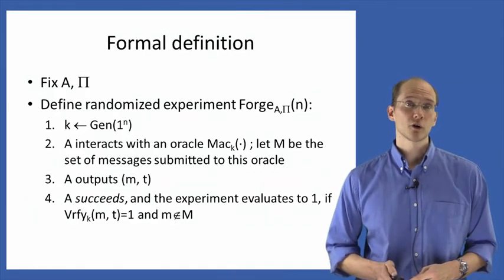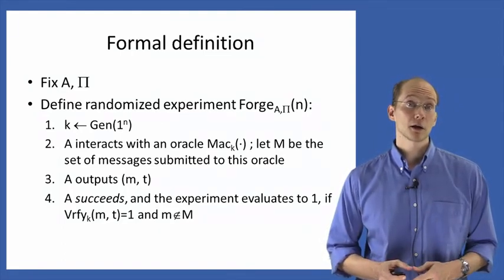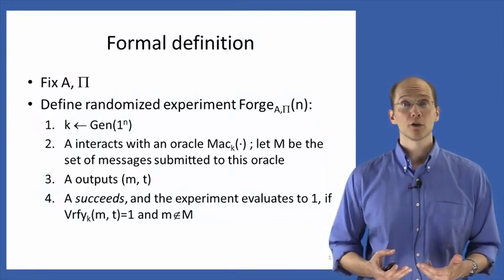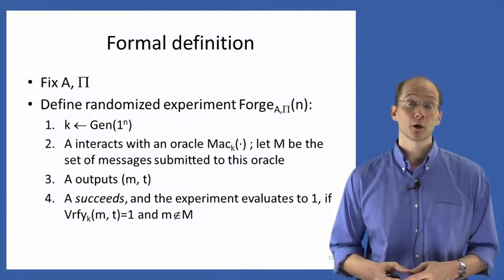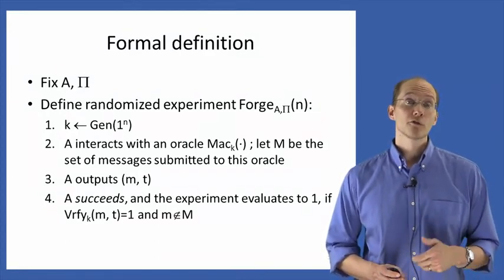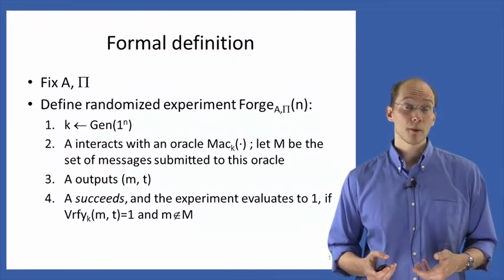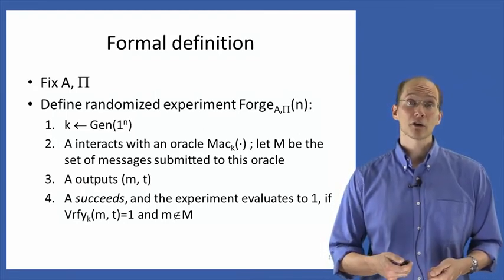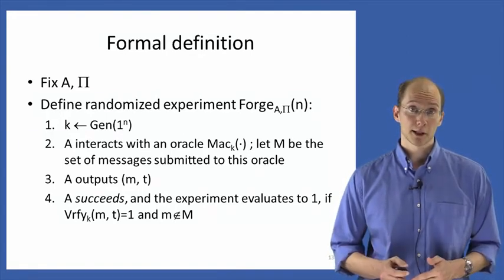Formally, we define security for a message authentication code as follows. We imagine fixing some message authentication code pi, and if we also fix an attacker A, then we can define based on those a randomized experiment that I'll call forge. So forge depends on A and pi as well as a security parameter n. And the experiment works as follows. First we generate a key k, and then we allow the attacker to interact with a MAC oracle. This oracle just allows the attacker to specify messages and get back the corresponding tags computed on those messages using the key k generated in the first step.